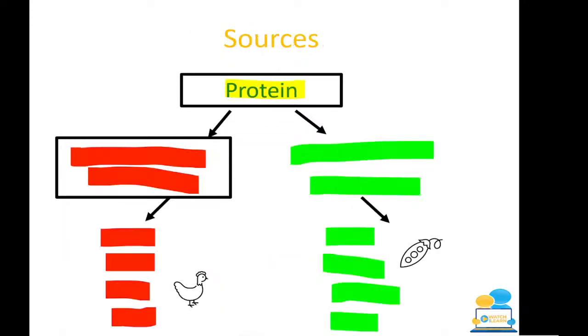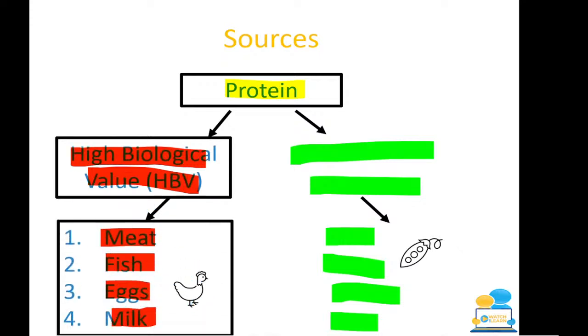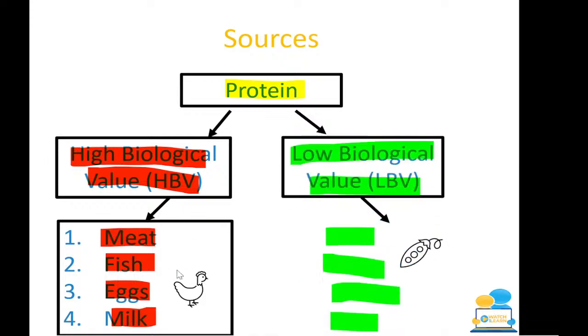So just to recap, protein is HBV. As I said in the last slide, these are animal sources. So these are your meat. It could be chicken, it could be beef, it could be turkey, any type of fish, eggs and milk. So anything that's come from an animal, so an animal product. These would not be suitable for vegans. We then have our second classification, which is low biological value, or LBV.